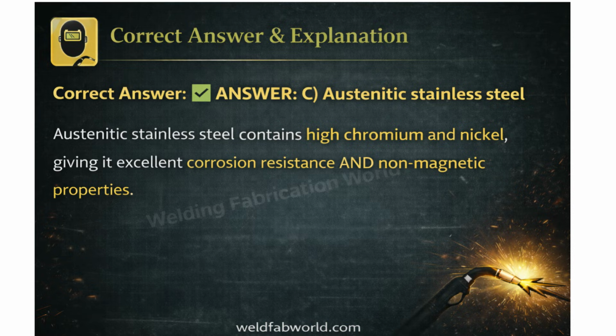Answer C. Austenitic stainless steel. Austenitic stainless steel contains high chromium and nickel, giving it excellent corrosion resistance and non-magnetic properties.